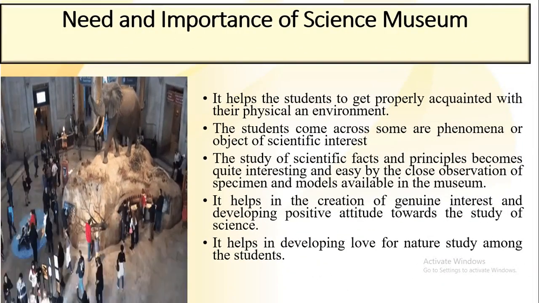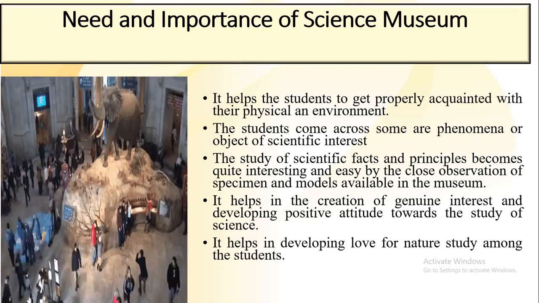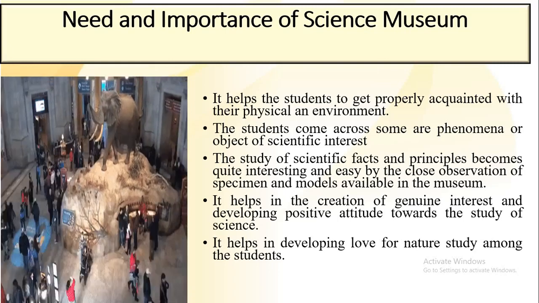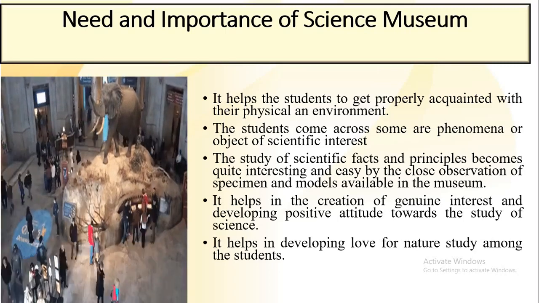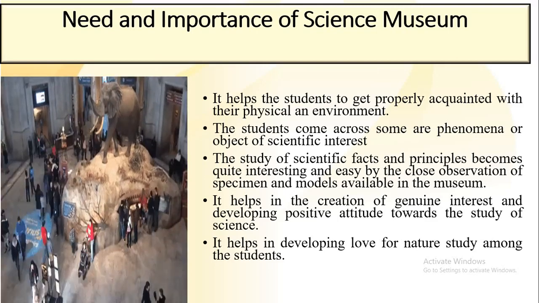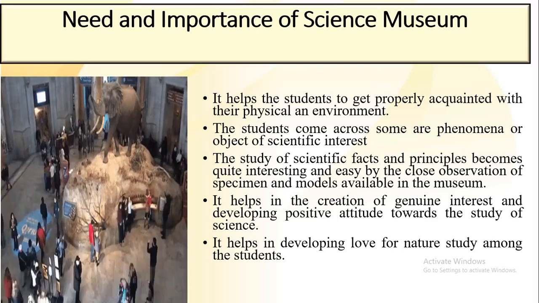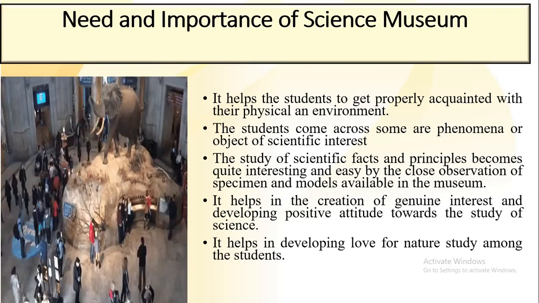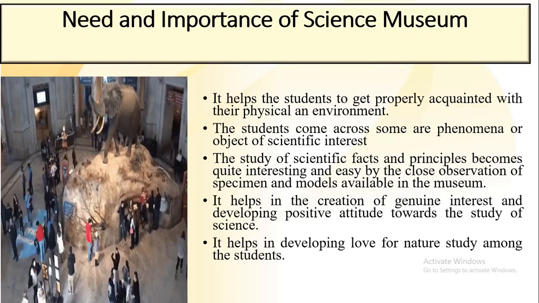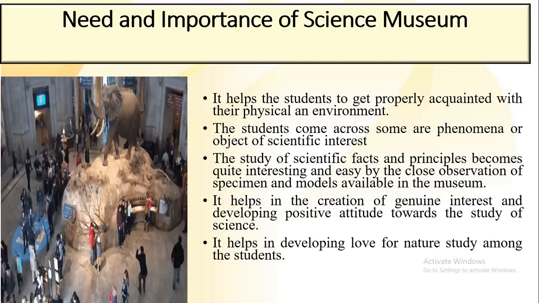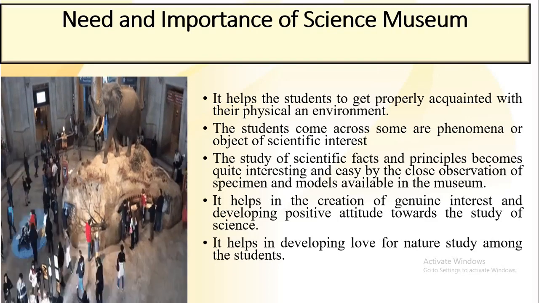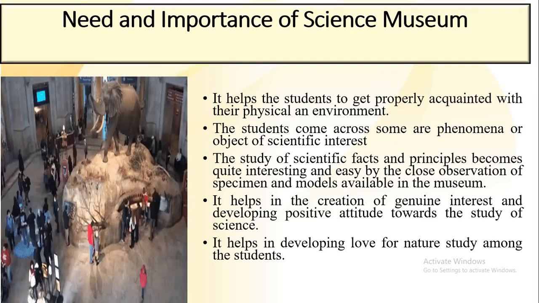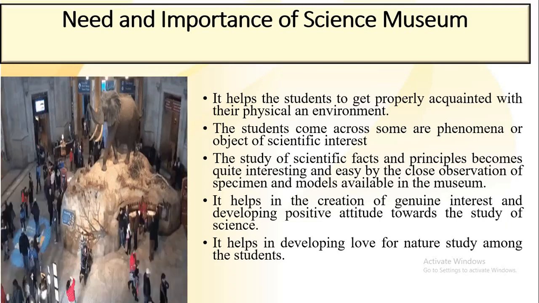Next, we are going to see about need and importance of science museum. It helps the students to get properly acquainted with their physical environment. The students come across some phenomena or objects of scientific interest. The study of scientific facts and principles becomes quite interesting and easy by the close observation of specimens and models available in the museum. It helps in the creation of genuine interest and developing a positive attitude towards the study of science. It helps in developing love for nature study among the students.